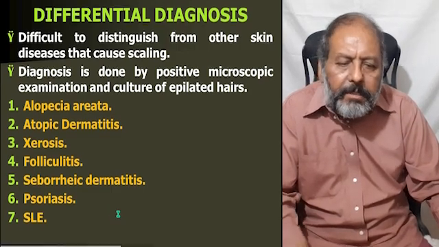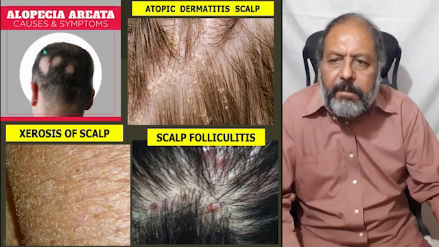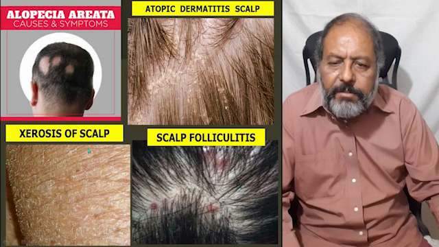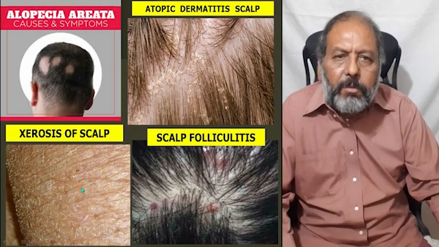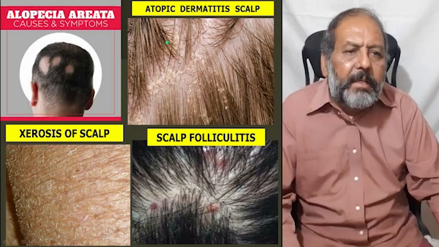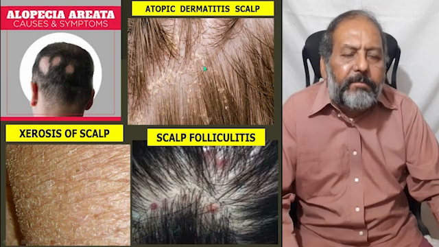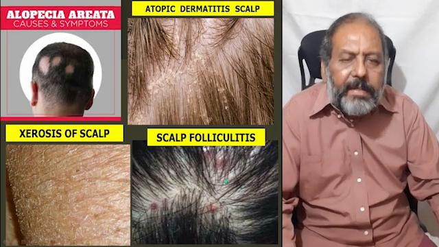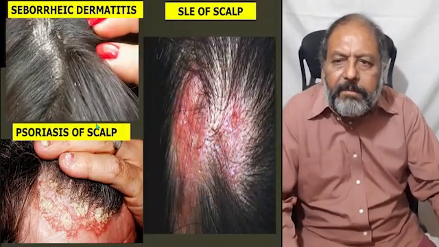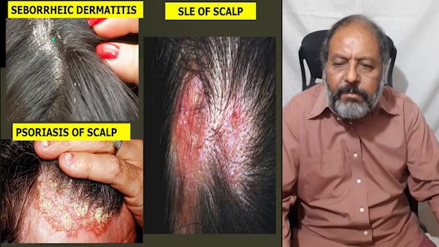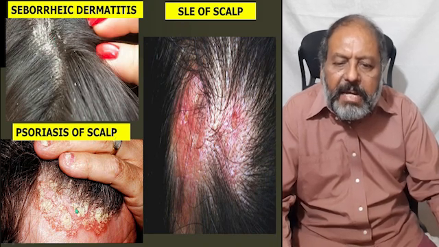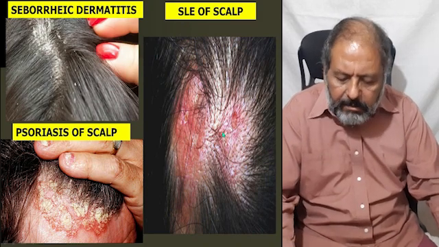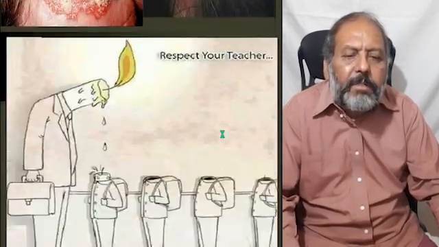erythematosus, which is SLE. So here one can see the alopecia areata that also gives this kind of picture, and xerosis of the scalp that is also giving a misdiagnosis, atopic dermatitis of the scalp that is also giving a near picture, and scalp folliculitis that also mimics Tinea capitis. Then seborrheic dermatitis, as one can see, the psoriasis of the scalp, and then SLE of the scalp, that is all in the differential diagnosis of Tinea capitis.